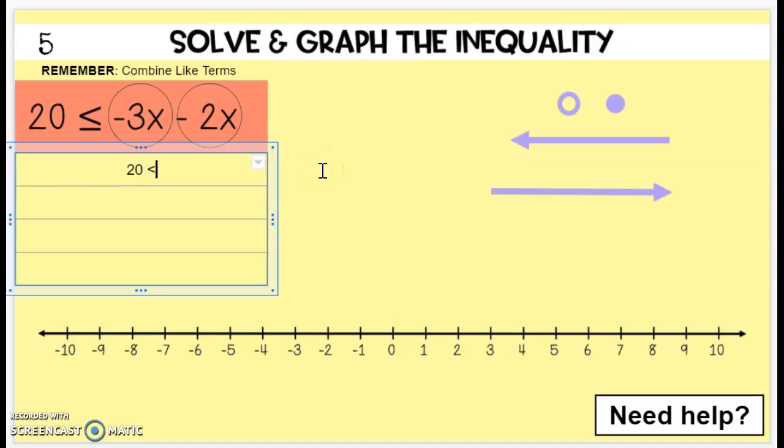20 is less than or equal to, and I have to go ahead and underline that. Now I'm going to put this together, negative 3x, negative 2x. When you have two negatives put together side by side like this, you're adding them. So it's negative 3x plus negative 2x. That's what you're doing, you're adding them together and making a bigger negative x, negative something x. And that would be negative 5x.